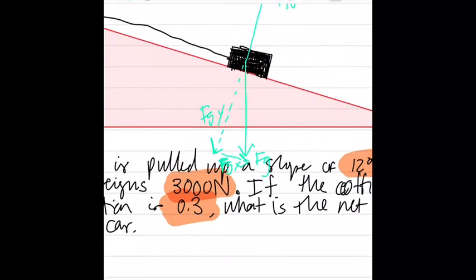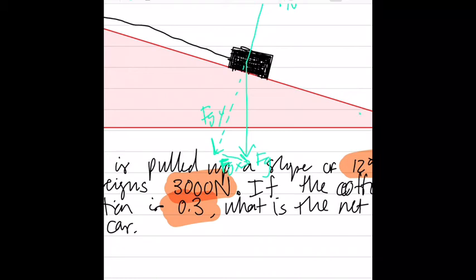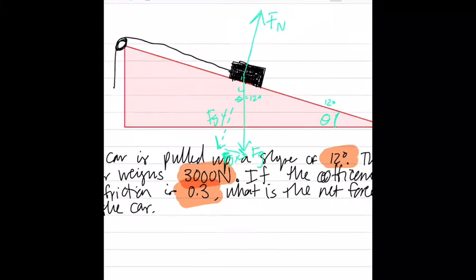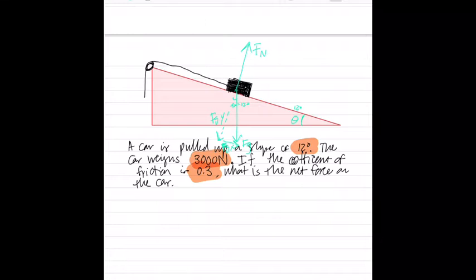Okay, and then we've got our angle theta out here. That's going to be 12 degrees. Theta is the same in here, so that's 12 degrees. This is 12 degrees. Okay, so now we can do this here.